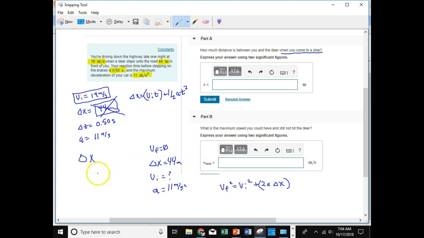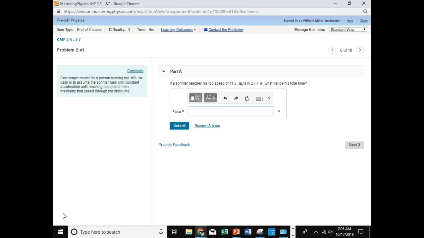Okay, so that gets you through question, I believe that's 4. Okay, so I was wrong. It's question 5. So now we're on to question 6. One simple model for a person running the 100-meter dash is to assume the sprinter runs with constant acceleration until reaching top speed, then maintains that speed through the finish line. If the sprinter reaches his top speed of 11.5 meters per second in 2.74 seconds, what will be his total time? So again, you're going to have a part that's accelerated motion.